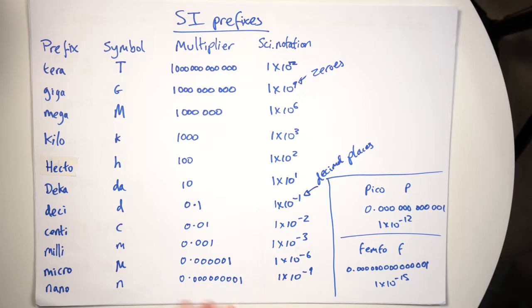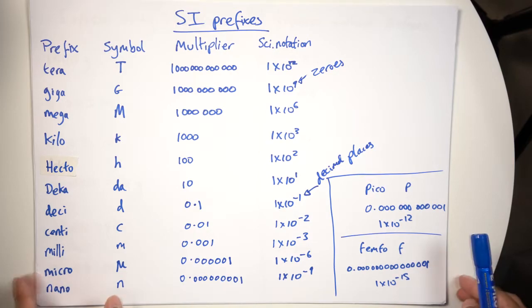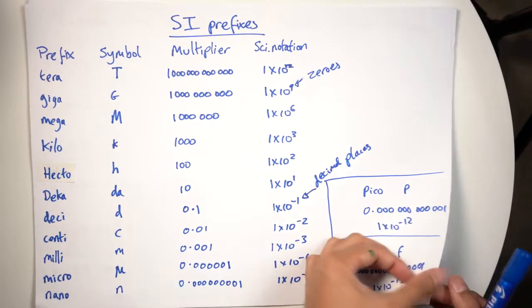And of course, as you can see right down here, we've got pico with 12 decimal places and femto with 15 decimal places. So in the case of femto, you've got 14 zeros and then a 1 on the end. That's why it's 10 to the minus 15. Okay, let's just put some of these into practice.